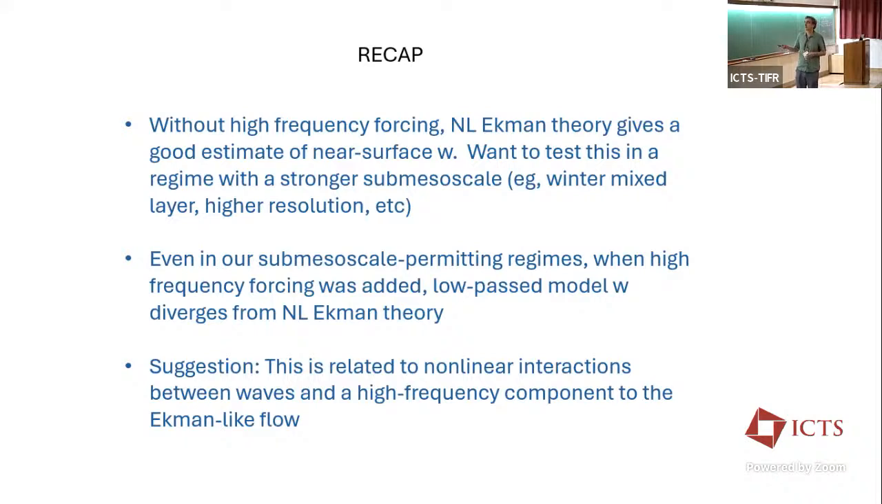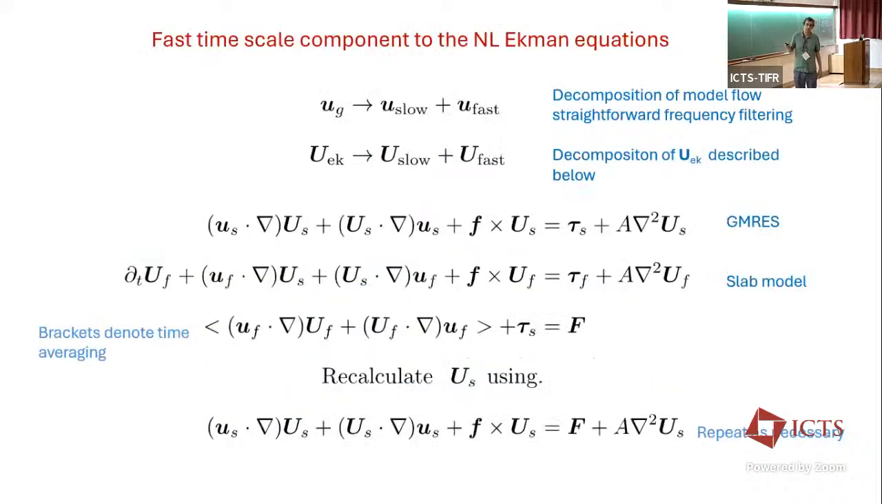So in other words, I'm claiming that I want to take the model, the non-Ekman model velocity, so before I called it UG, but U just from 20 meters or so below the Ekman layer, and split that into a slow part and a fast part. And similarly for my U Ekman, my frictional part, I'll split that into a slow part and a fast part.